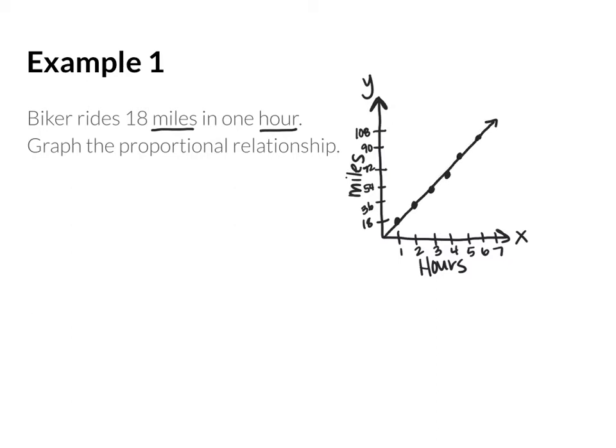This is a linear relationship. I know my graph is proportional because it's a straight line and it starts at 0, 0. AKA, if he bikes for 0 hours, he will travel 0 miles.